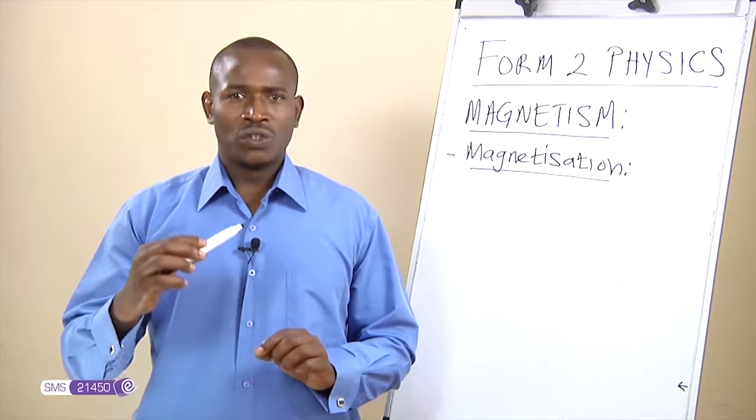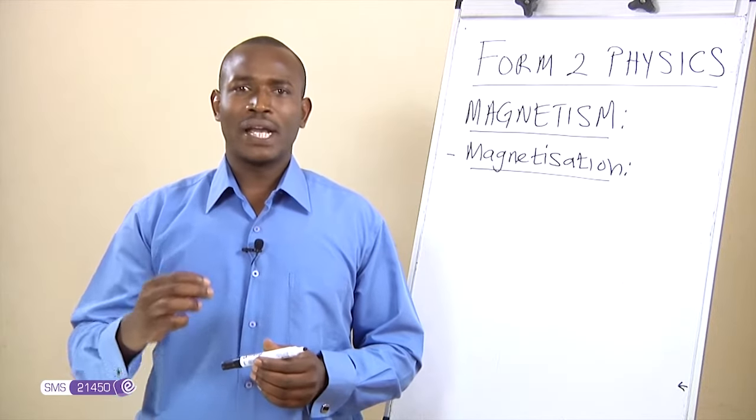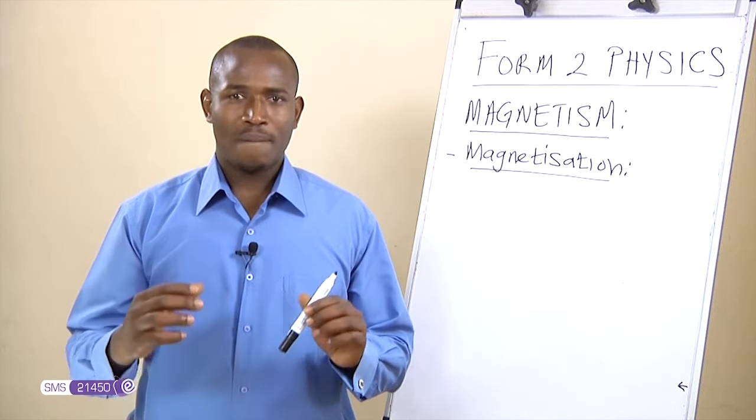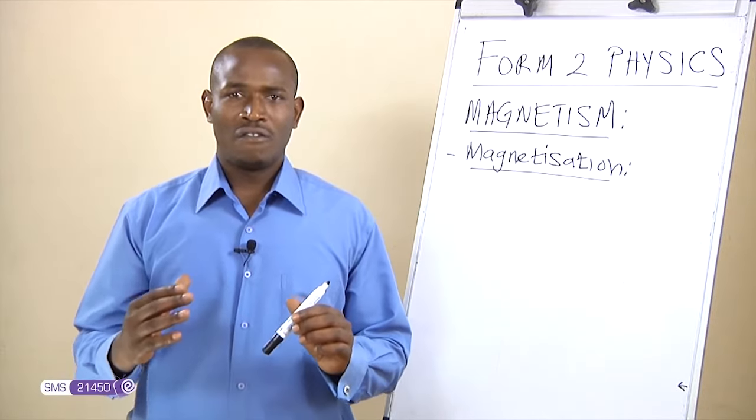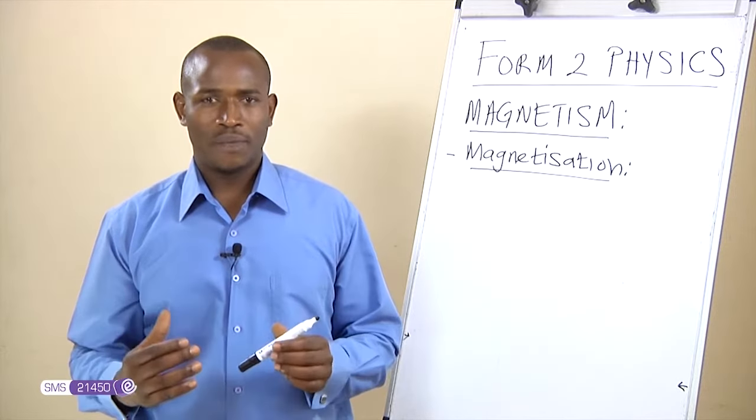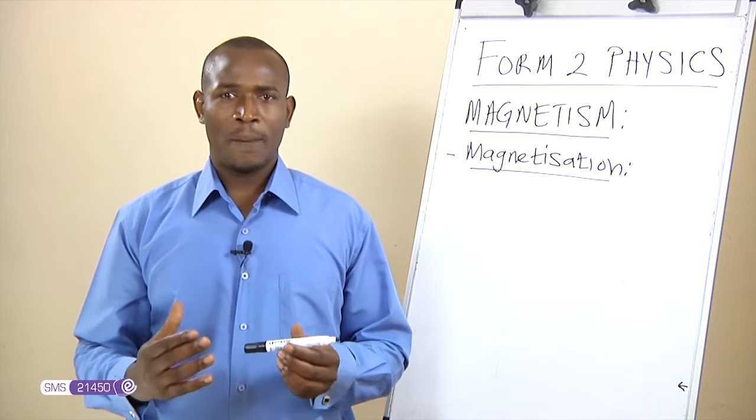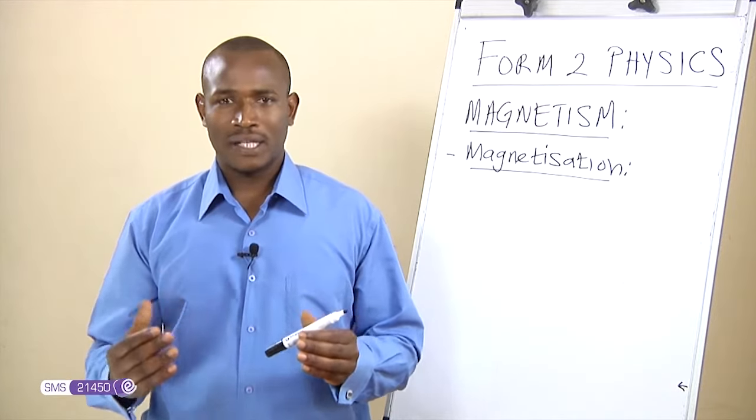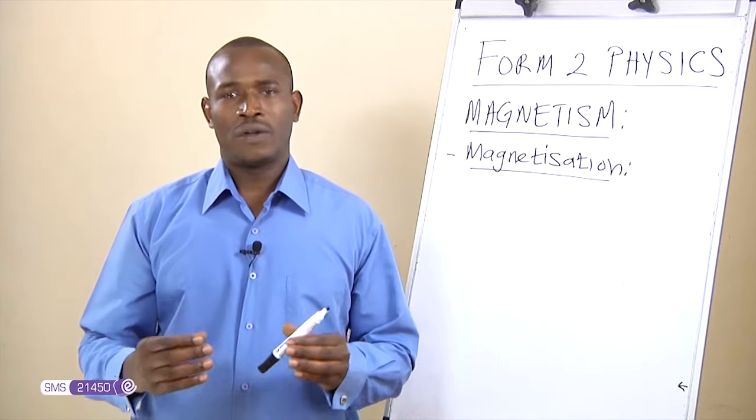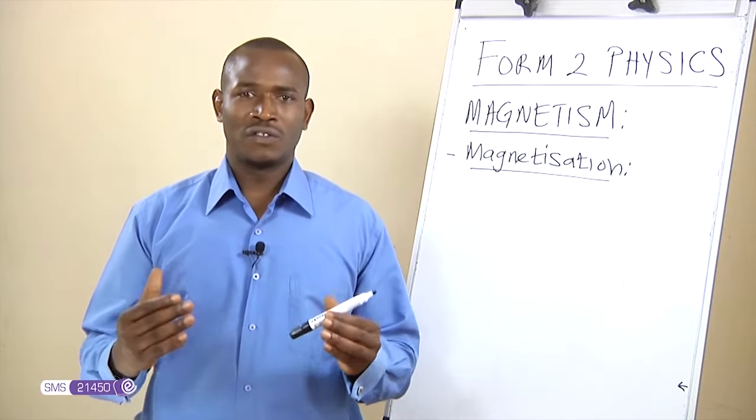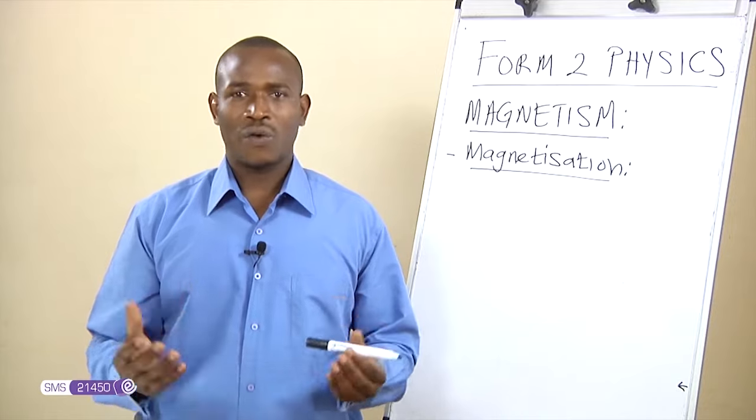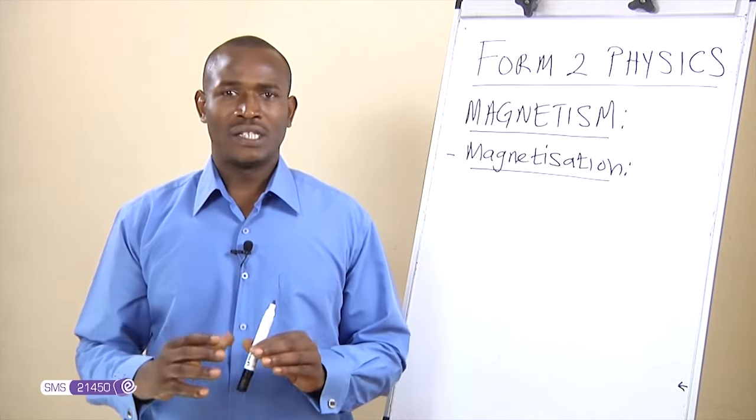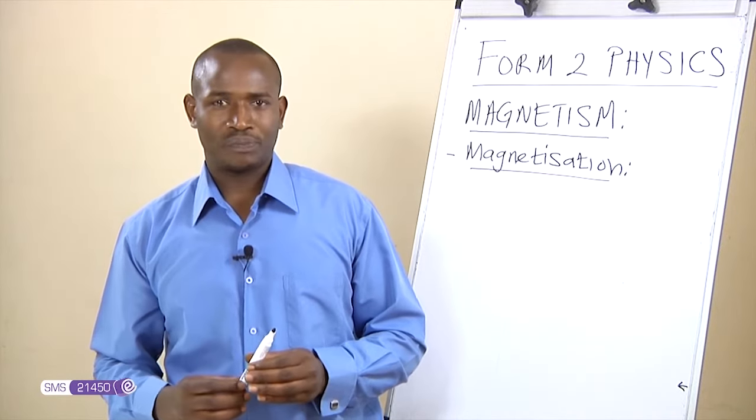On the onset, what you should note is that a magnet can only be made from a magnetic material. Magnetic materials, if you recall, are materials which are attracted by magnets. Examples are steel, soft iron, and alloys of nickel and others.